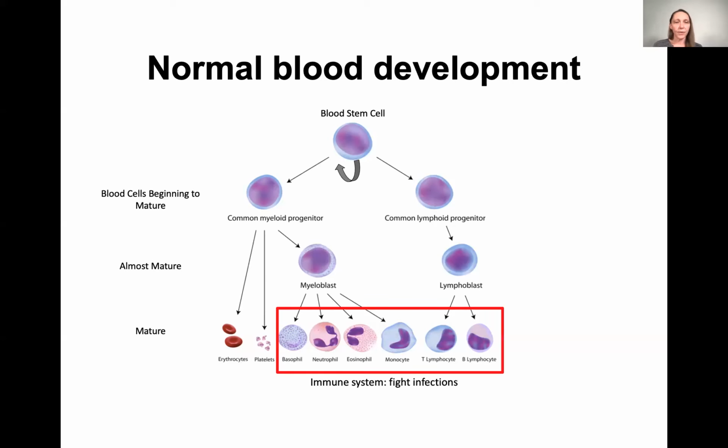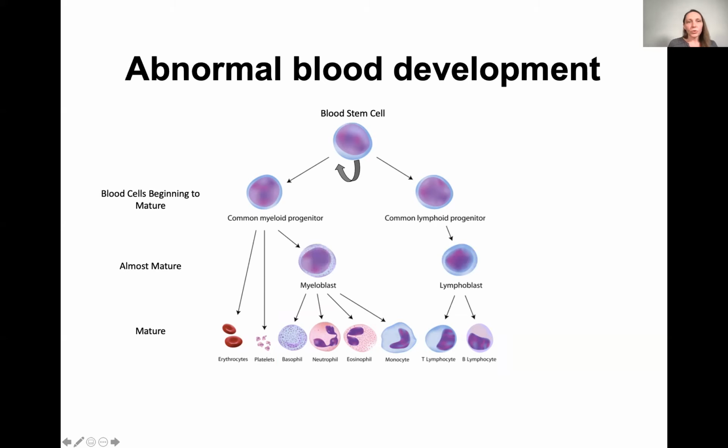And then this last group here is made up of a lot of different types of cells, collectively referred to as our white blood cells. And white blood cells are the infection fighting part of our blood. These are the cells that recognize a pathogen, be it a virus or a bacteria, and help to get it under control and clear it from our bodies. So that's normal blood development.